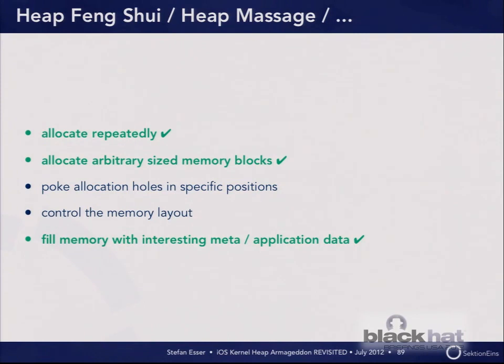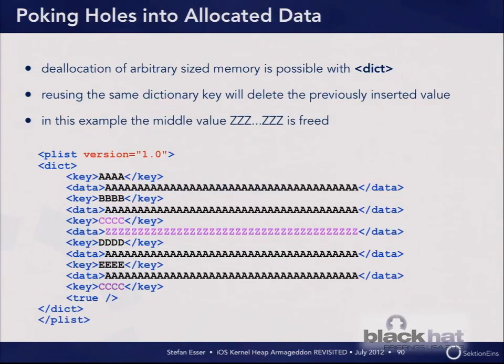So the last thing we need is to be able to poke holes into this. And now you think, well, okay, you just give it objects and it creates these objects, but why should it allow you to poke holes? It actually doesn't allow you to do that, but it happens to be possible because of how it's implemented. When you have a dictionary, you can insert stuff into it and give it arbitrary keys. You can see in this example, I insert A, B, B, B, B, C, C, C, C, D, D, D, D, E, E, E, and in the end, I insert C, C, C, C again.